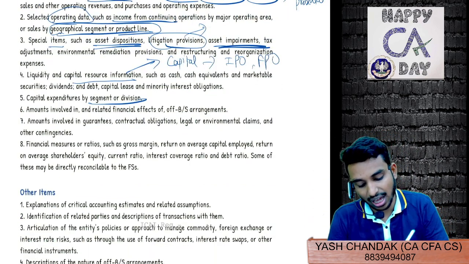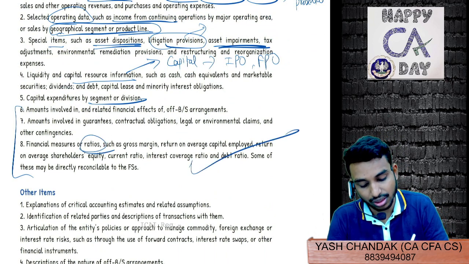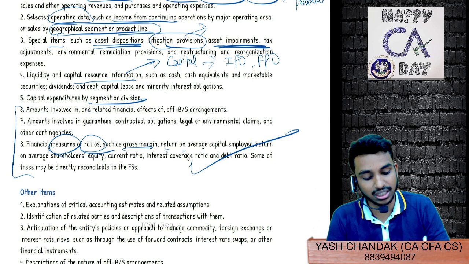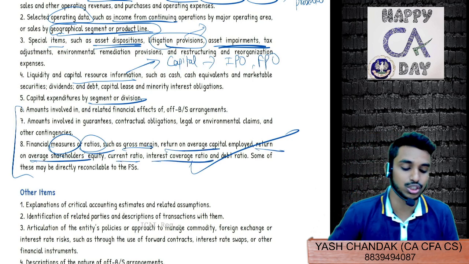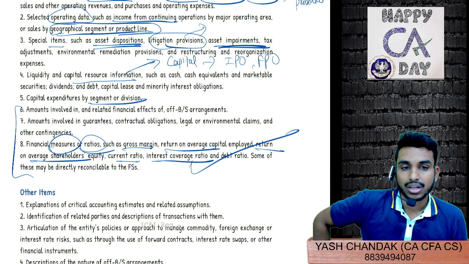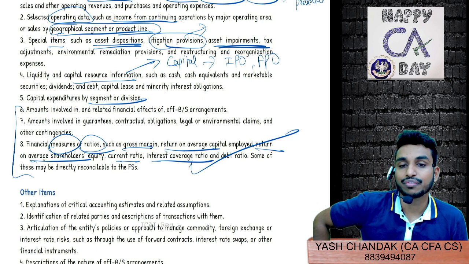So all this information will be there. You can just go through the same. For example, certain ratios, certain measures such as gross margin, return on average capital employed, return on average shareholder equity, current ratio, interest coverage ratio, ICR, right? All these key financial information you'll find in the annual report.